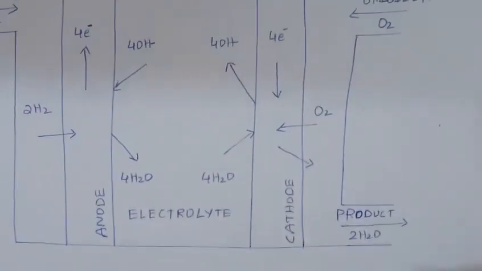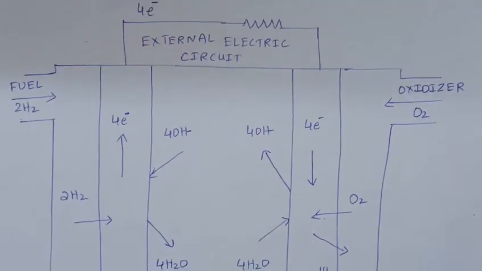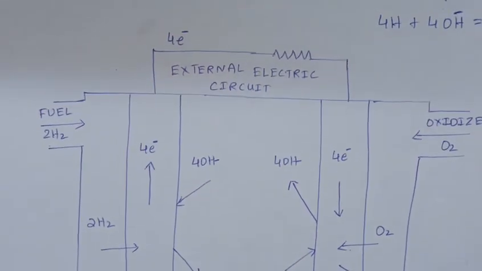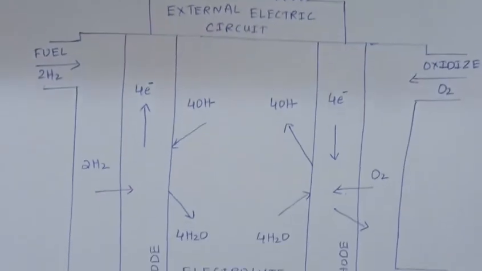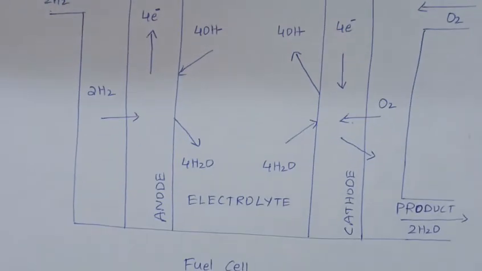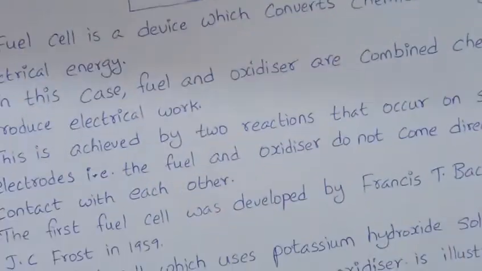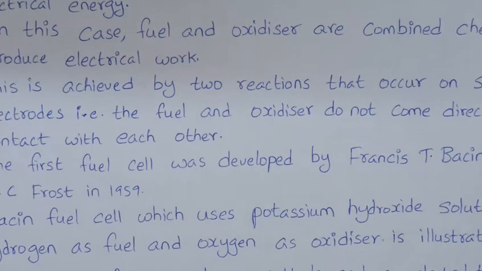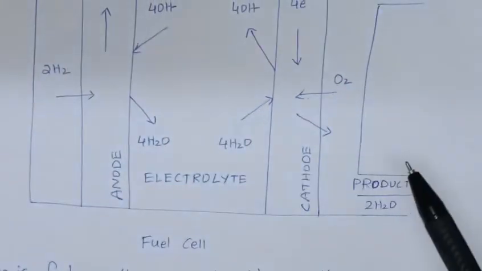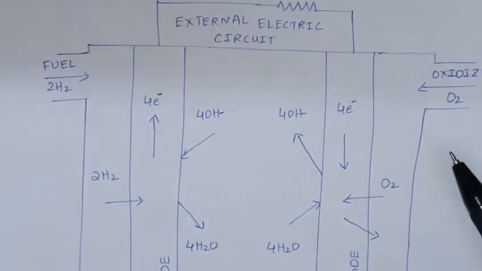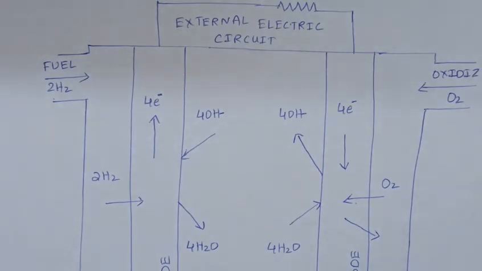This is the diagram of your fuel cell. If you get a question regarding this fuel cell, you have to draw this diagram and explain what is exactly happening inside it. We know a conversion is taking place in this fuel cell: chemical energy is converted into electrical energy. Now we will learn how it is happening.